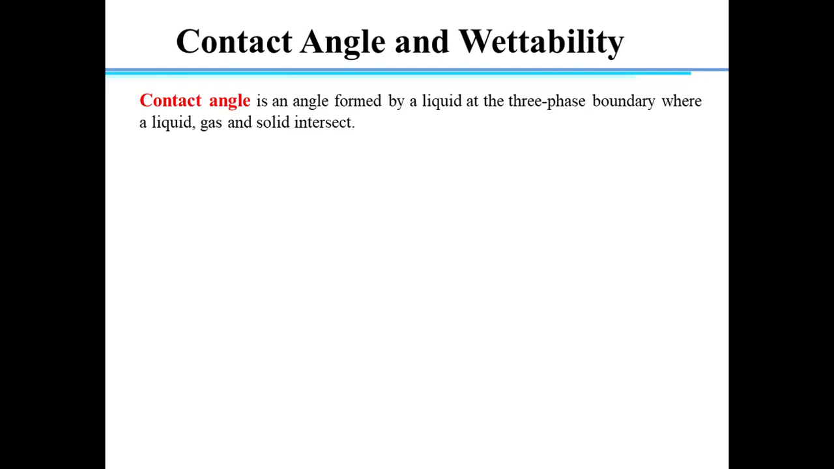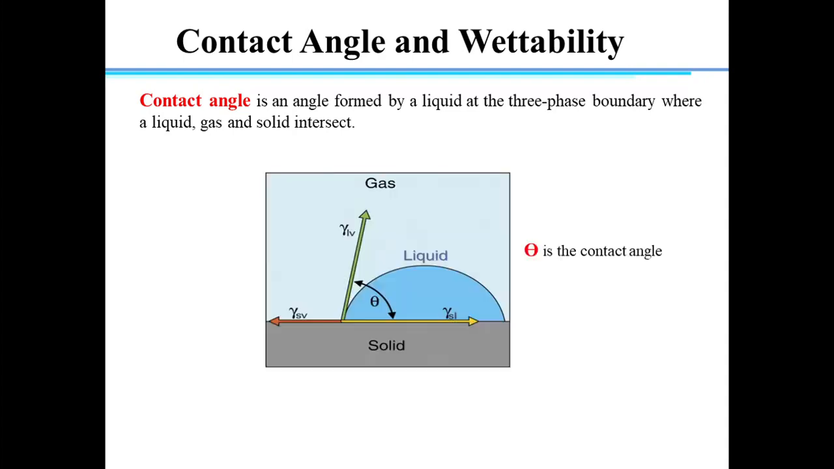Basically, contact angle expresses how a liquid interacts with a solid surface. Suppose we have a solid surface and we put a drop of liquid on it. We can determine the level of interaction between solid and liquid with this angle theta, which is known as contact angle. Now, there can be several possibilities of how the liquid drop interacts with the solid surface.